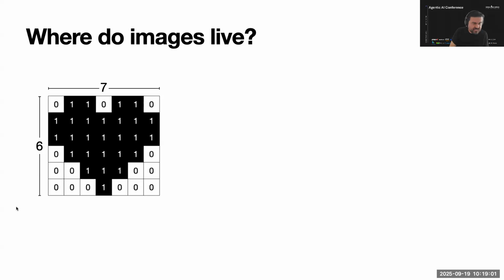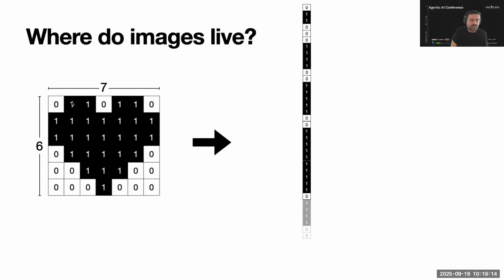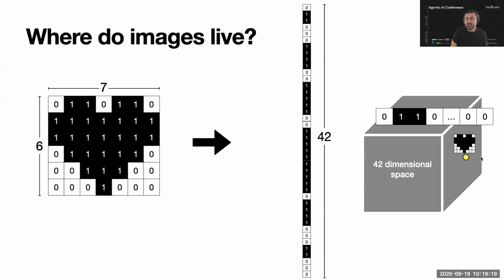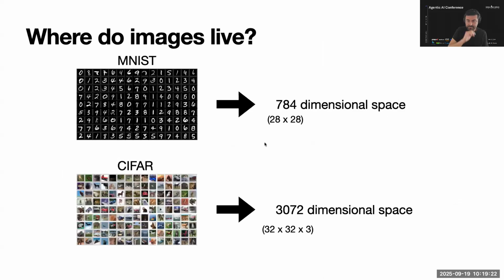Okay, so where do images live? Like this pixelated image here with zeros and ones, it's 7 by 6, so it lives in 42-dimensional space, because I stack all these columns together. Somewhere over here is this image. MNIST lives in 28 by 28 dimensional space because it's 28 pixels by 28. The CIFAR data set, which is colored images of 32 by 32, lives in 32 times 32 times 3 dimensional space, for the three color channels.